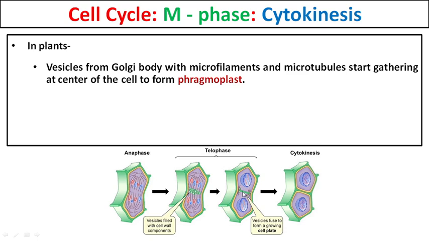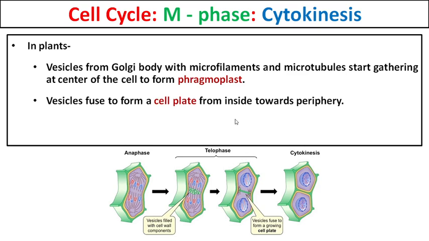After accumulating, they will start fusing. And this will form the cell plate. It is nothing but fusion of such vesicles from Golgi. Along with the cell plate, there will also be some actin and myosin filaments, and together it is known as phragmoplast. These vesicles fuse, and as the vesicles fuse, they are also made up of lipid membrane, right?